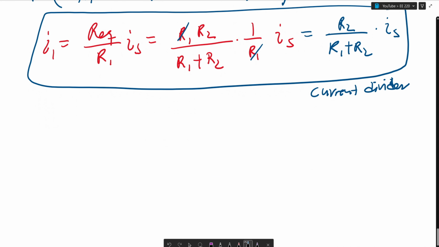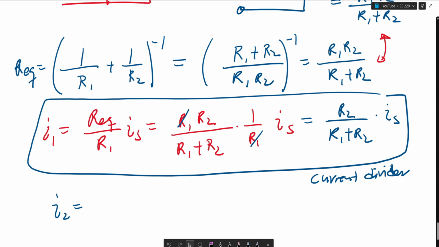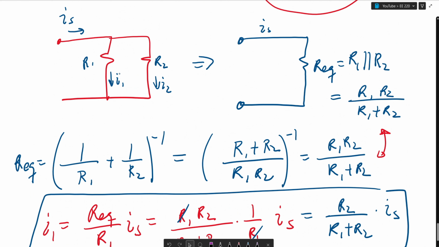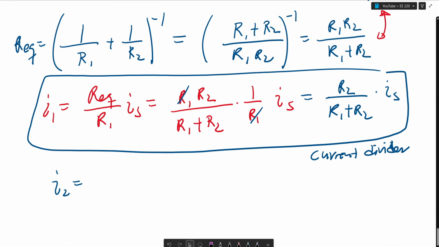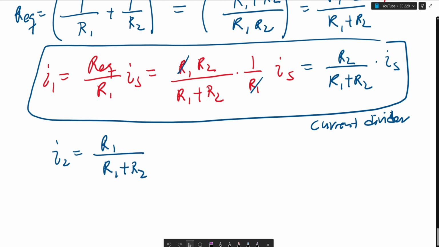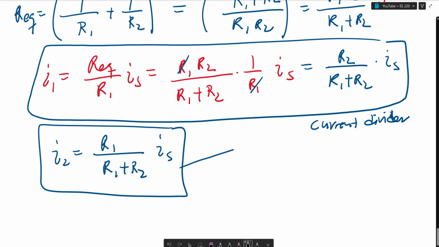And for I2, I'm not going to explicitly show how we get this, but essentially it's the resistor that it's not flowing through over the equivalent resistance, so R1 over R1 plus R2, or over the resistors added up, times your input current. So this is, again, your current divider.